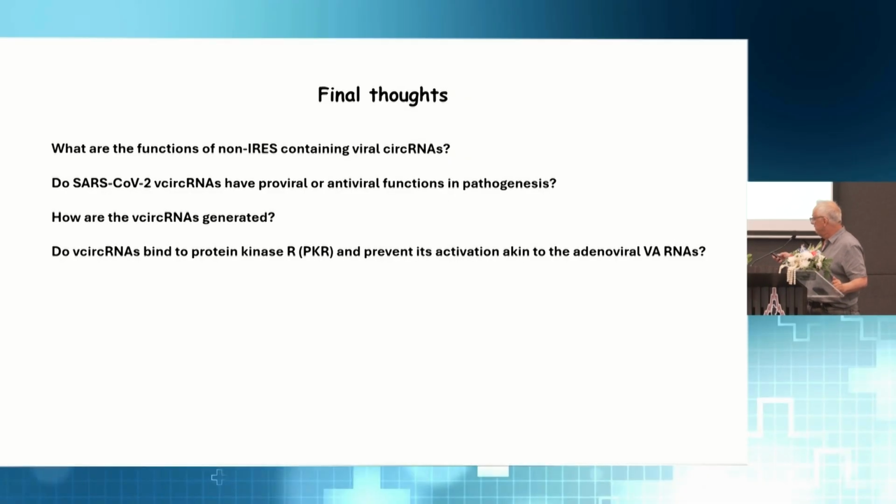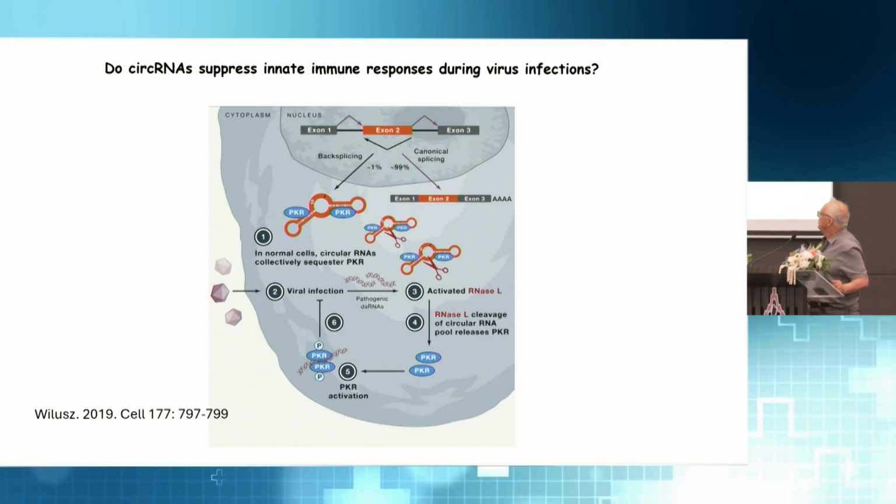And the final question I want to discuss with you: do these circular RNAs bind other molecules? And is that important for pathogenesis? I told you there are thousands of these RNAs being made. I do not think they have 1,000 different functions. They must function in bulk. And what we think is going on, that's our working model.